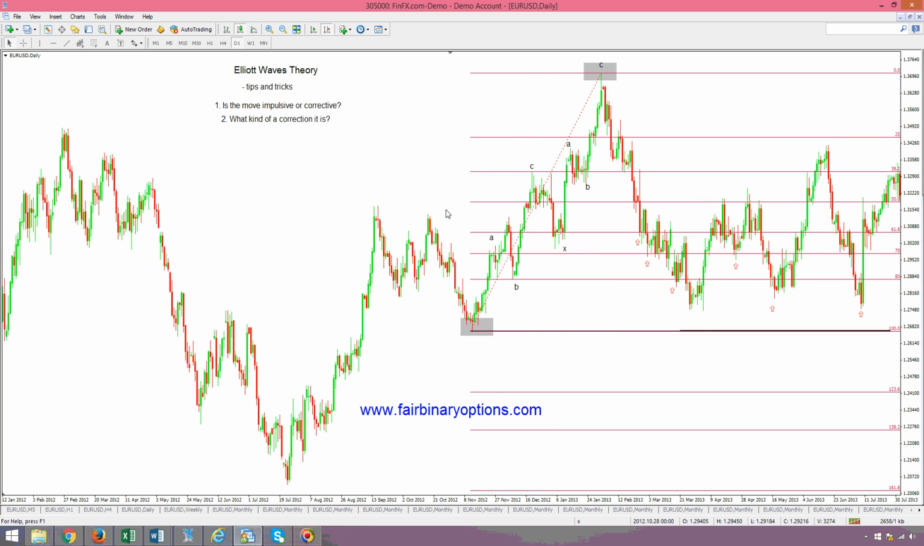Why not? So we said so far that we are looking at whether a move is impulsive or corrective, and if it is corrective, what kind of a correction that is. Stay tuned for the second part, when we will show you more examples, and we'll go with more tips and tricks on what to look for in the Elliott Waves theory.